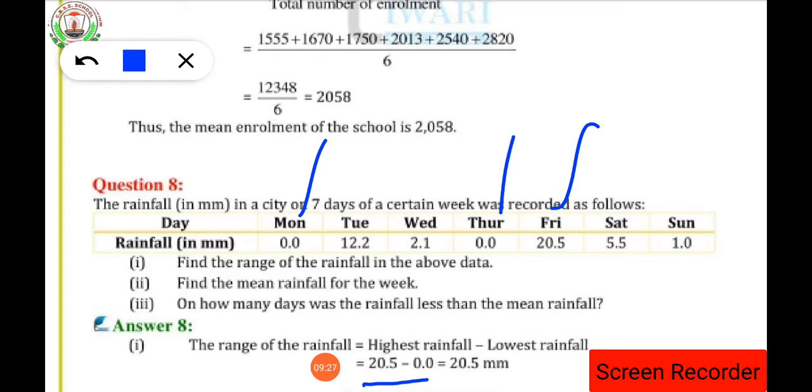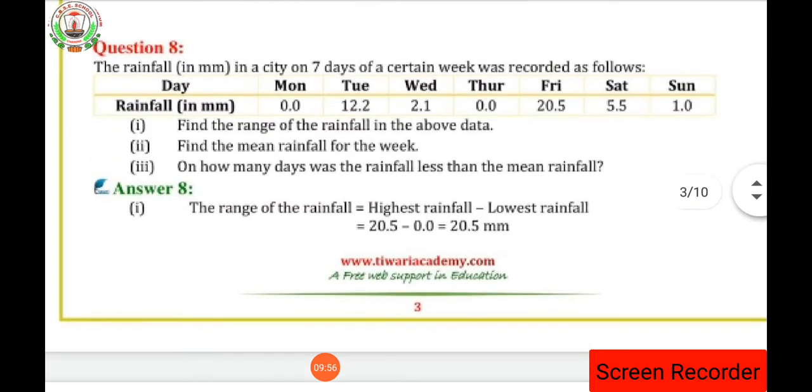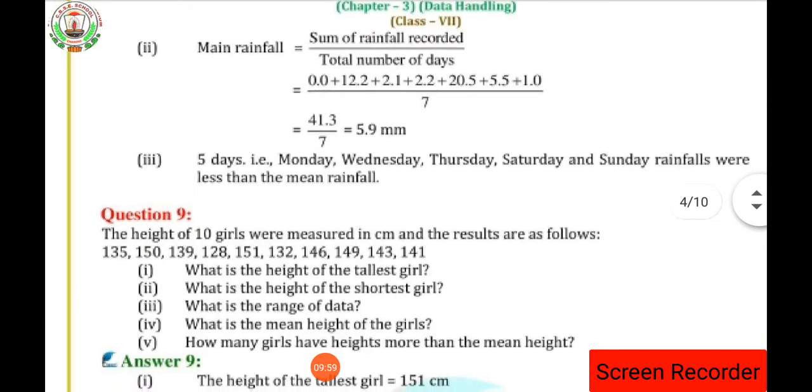Then the next question is to find the mean rainfall of the week. Mean rainfall of the week, that means arithmetic mean, is equal to the sum of all observations divided by the total number of observations. So 0.0 plus 12.2 plus 2.1 plus 0.0 plus 20.5 plus 5.5 plus 1.5, divided by how many days in total? 1 2 3 4 5 6 7. So divided by 7, you will get the mean. Clear?